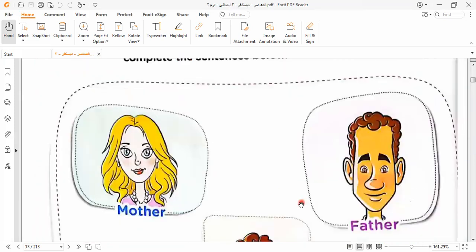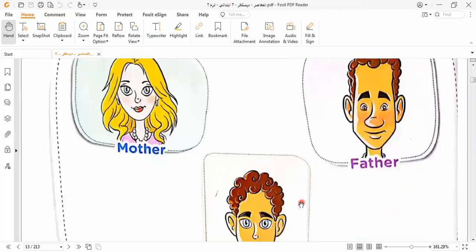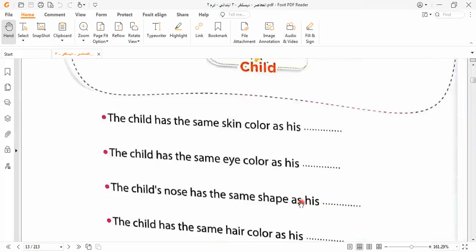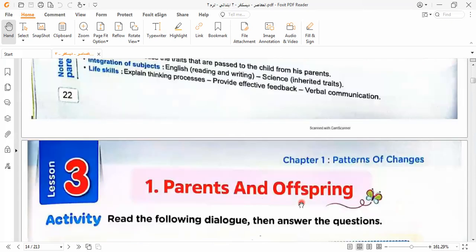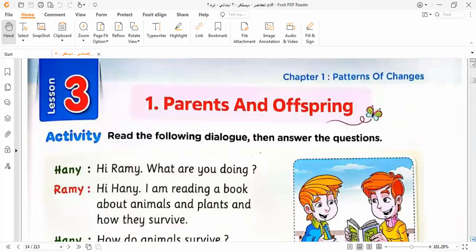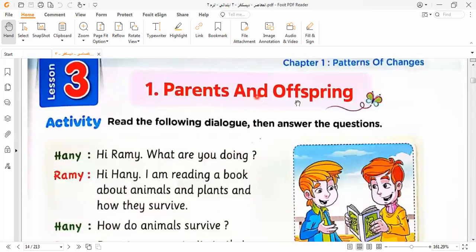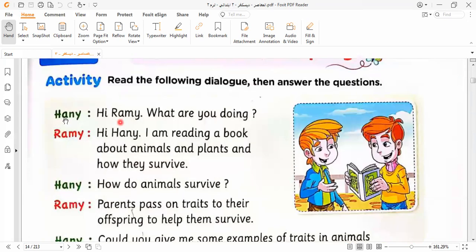Let's go to another activity. I will leave you to do it as homework because we answered more than one. Let's go to lesson 3, Parents and Offspring. There is a dialogue between Hani and Ram.